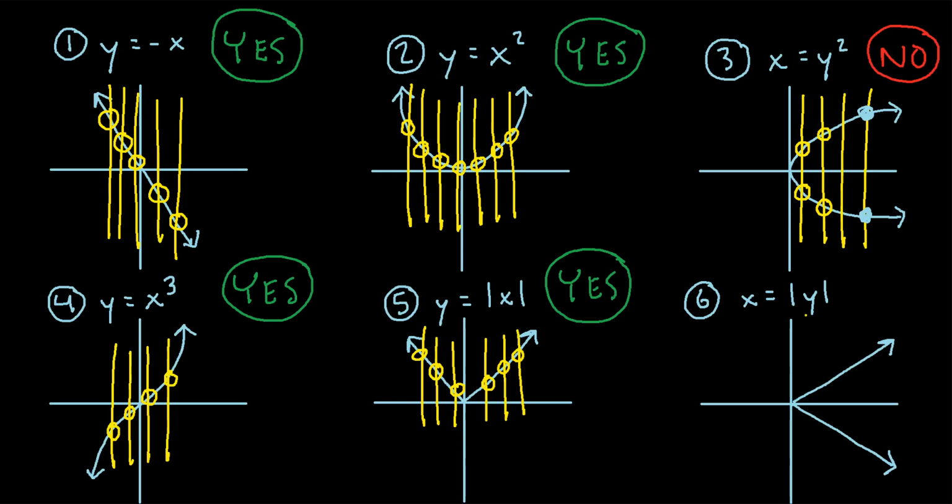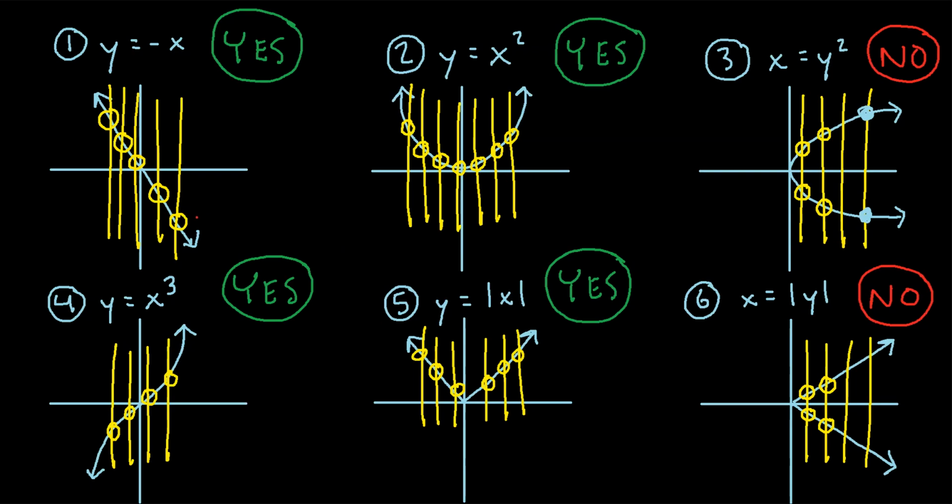Let's check out this very last one. We have x is equal to the absolute value of y. So if we do the vertical line test on this graph, we will find that each of these lines is intersecting the graph at 2 different points. So this first vertical line crosses it right here and down here. This next line crosses it right here and down here. So because the vertical lines cross the graph more than once, we would say, no, this is not a function.